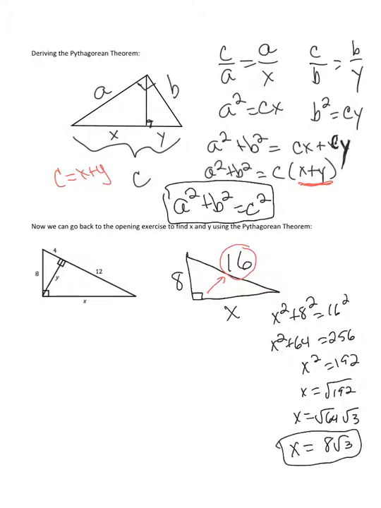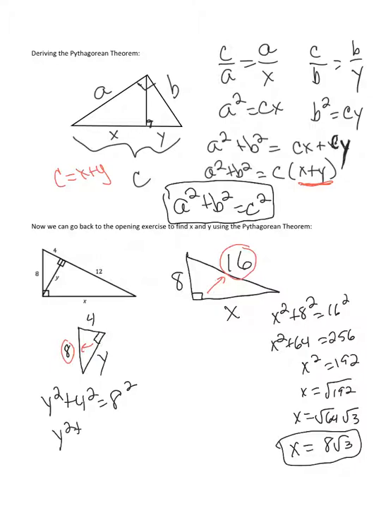Okay, for the other triangle, let me see if I can draw it over here. The little triangle that doesn't really look like a right angle, but we'll do our best here. Y and 4 and 8. Again, this time the hypotenuse is 8 because it is across from the right angle. So when we put this in, we have y squared plus 4 squared is equal to 8 squared.